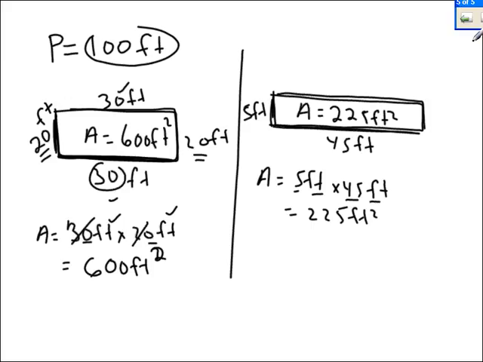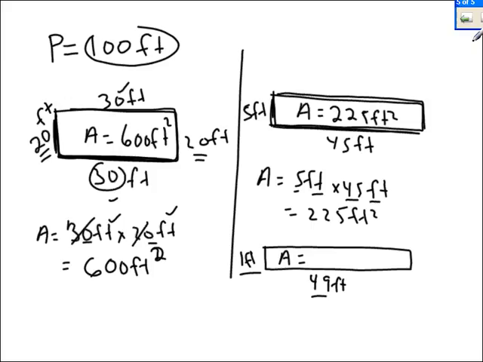225 square feet. If you make it very narrow and you use 1 foot, well then that's going to be 49 feet, because that used up half the perimeter, 50 feet. And the area, well, will be 1 foot times 49. 1 times 49 is 49 square feet. And one more. If you use 25 feet on all sides, 25 times 25 is 625 square feet.